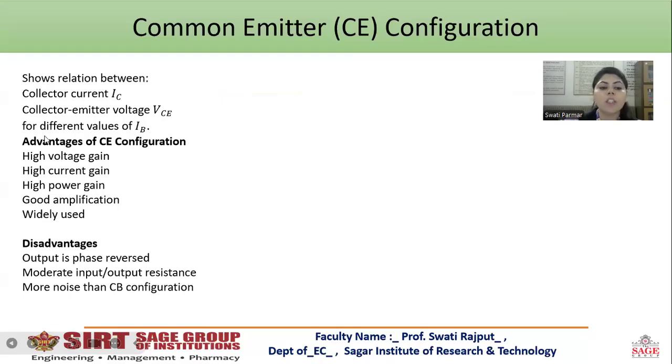What are the advantages of CE configuration? High voltage gain, high current gain, high power gain, good amplification, and it is widely used. What are the disadvantages? The output is phase reversed, moderate input and output resistance, and more noise than in CB configuration.